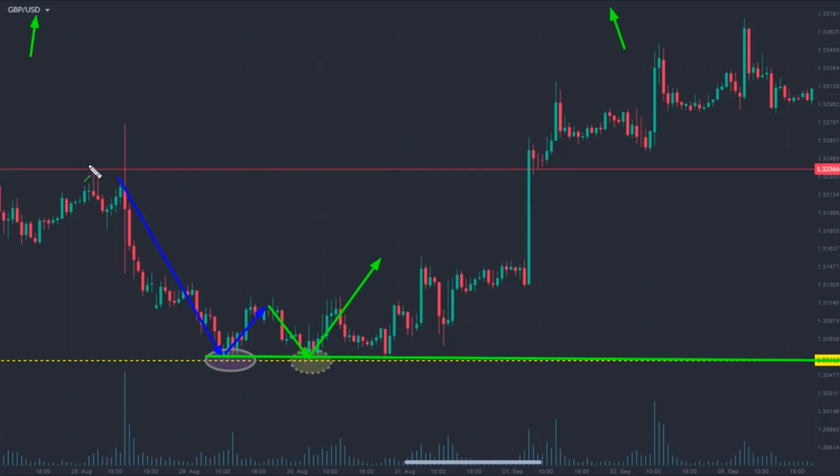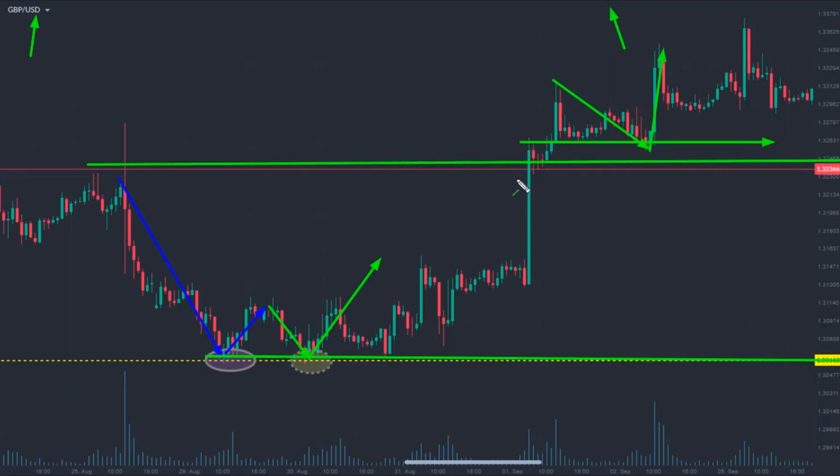And likewise, if you take a look here, market fell down, and then market went upward. So this was again a support level, where market was gaining a support. This was another support level.